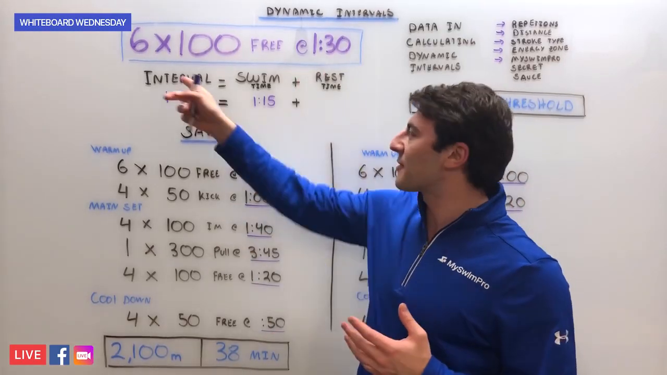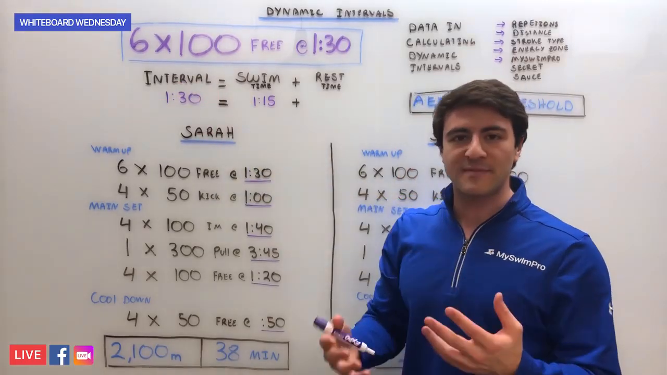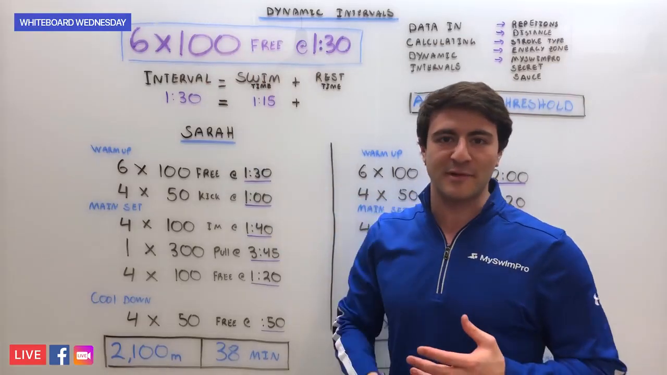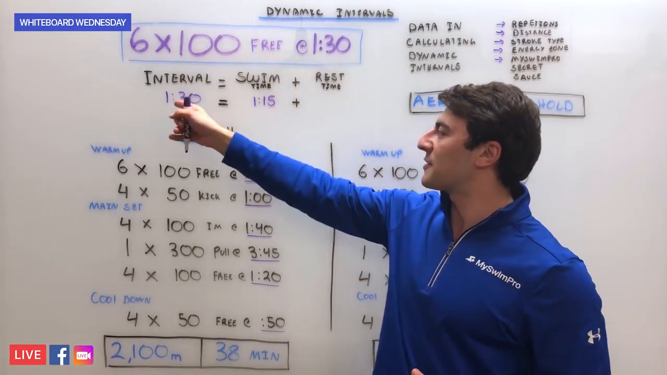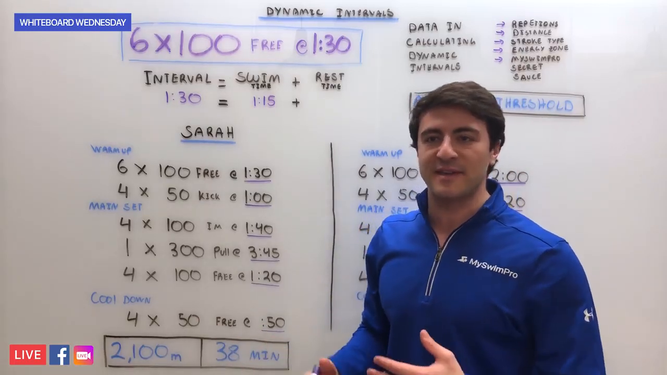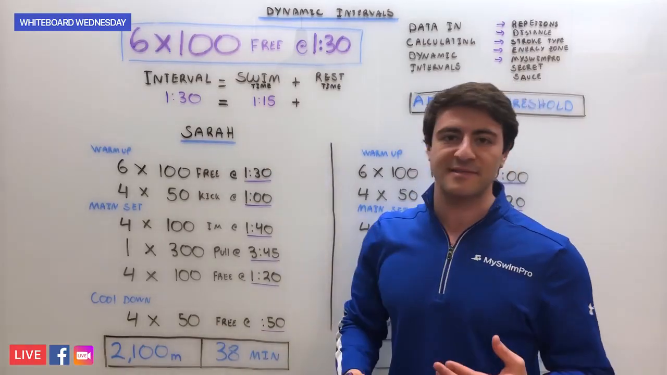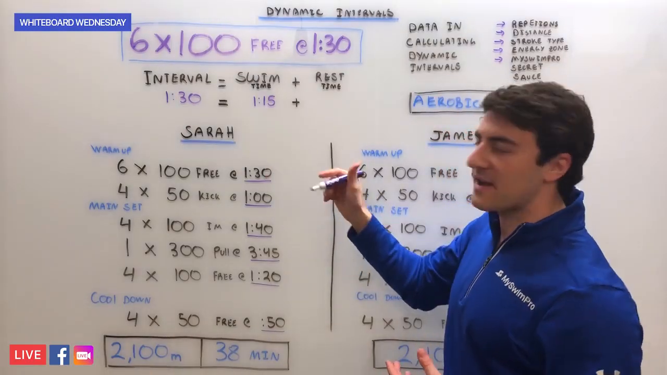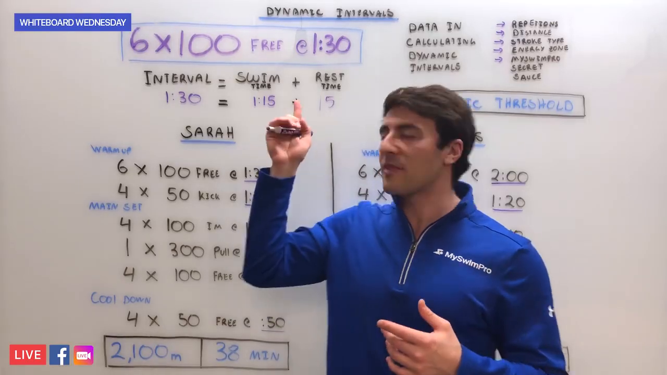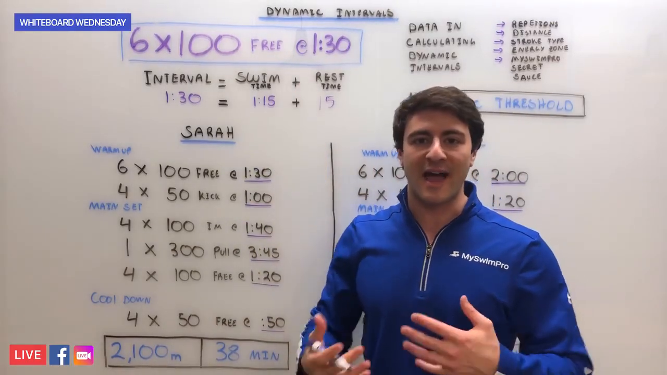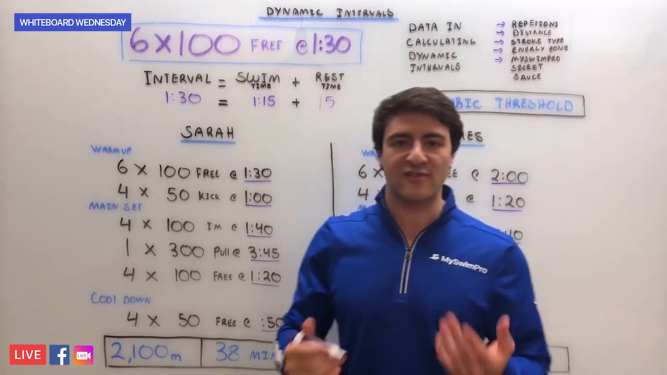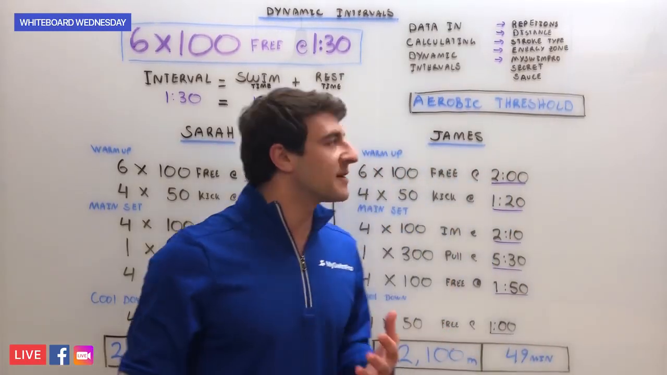Now if you remember, an interval equals your swim time plus your total rest time. So if we take the example of 6 100s freestyle on the 130, the interval is the 130, and let's say you swam this 100 meters in 1 minute and 15 seconds. That means your total rest time would be 15 seconds. Now this 130 is dependent on how fast the swimmer is. And if you want to think about how this 130 is actually calculated, it's based on a few different factors.